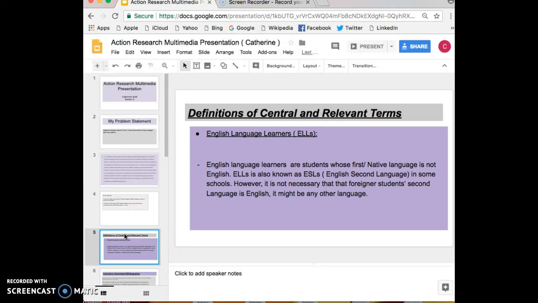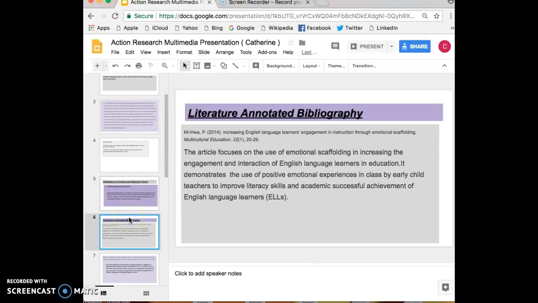Definitions of central and relevant terms. English language learners: English language learners are students whose first or native language is not English. English language learners are also known as ESL students in some schools. However, it is not necessary that foreign students' second language is English. It might be any other language.